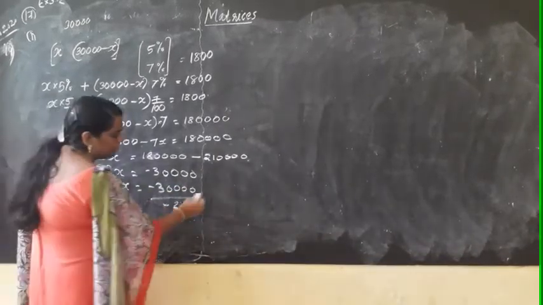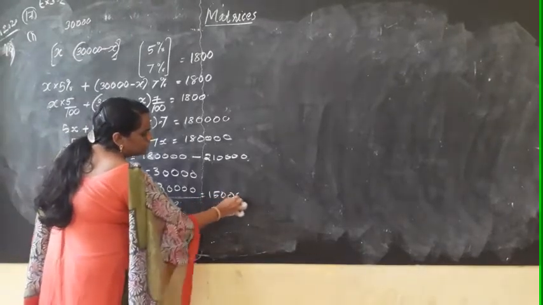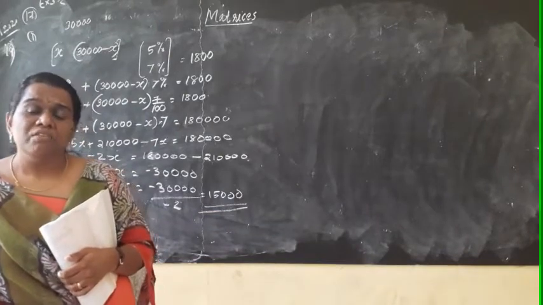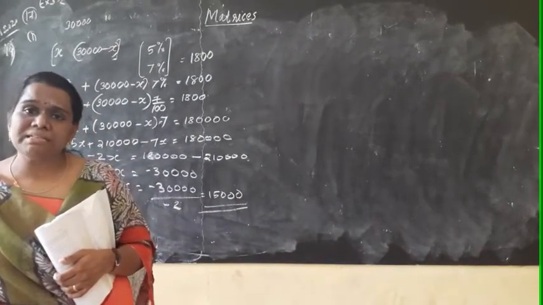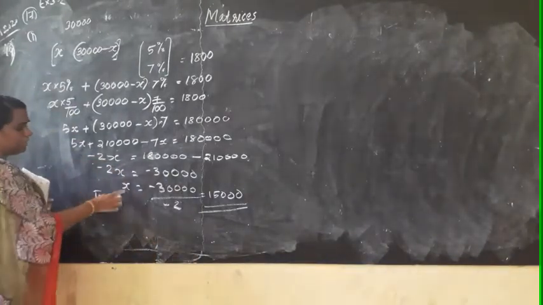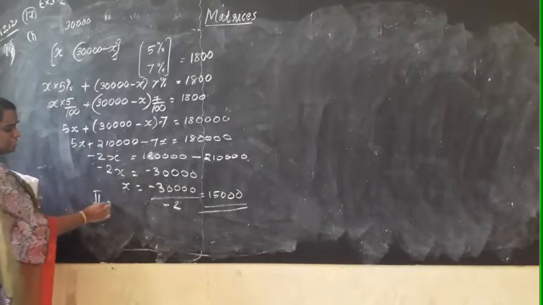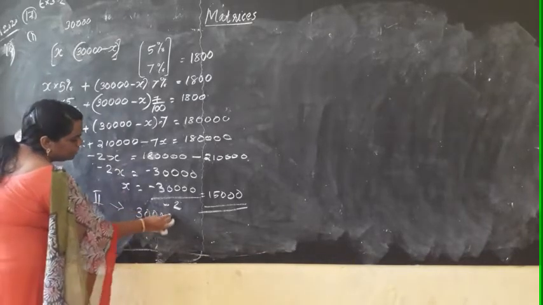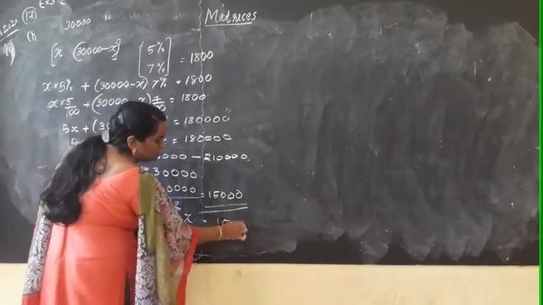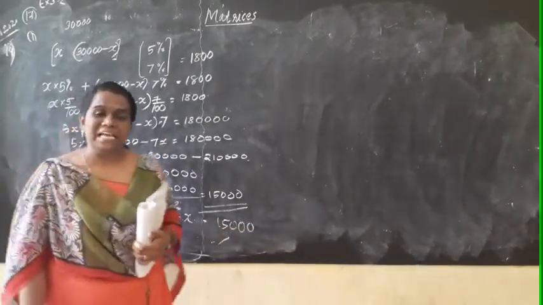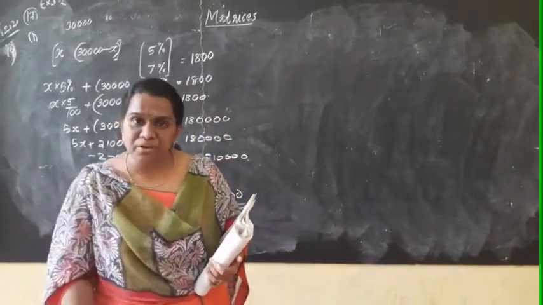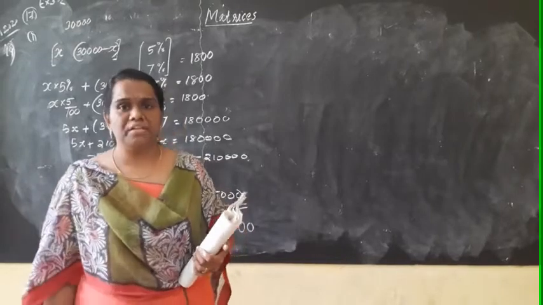That is 15,000. x is the amount placed in the first bond. What is the total amount? Total amount is 30,000 rupees. Then in the first bond 15,000, that means x is in the first bond, then the second bond is 30,000 minus x, that is 30,000 minus 15,000, which is also 15,000. That means an equal amount is invested in the first and the second bond. In the first bond 15,000, second bond also 15,000.